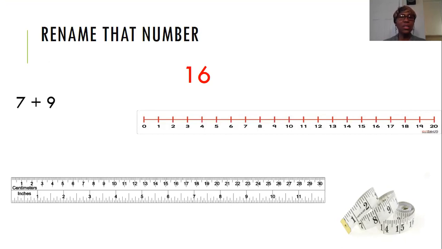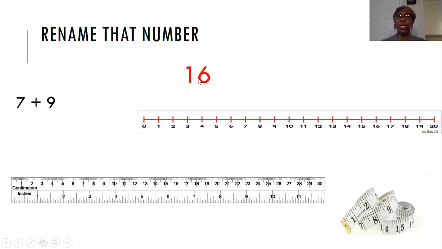How do we know 7 plus 9 is 16? Well, we have some tools here we can use. We have a number line. We have a ruler. And since we're stuck at home, if you have a measuring tape, that does the job too. If you want to create a number line, that's one way. If you don't have it, grab something around the house. It'll do the same job.